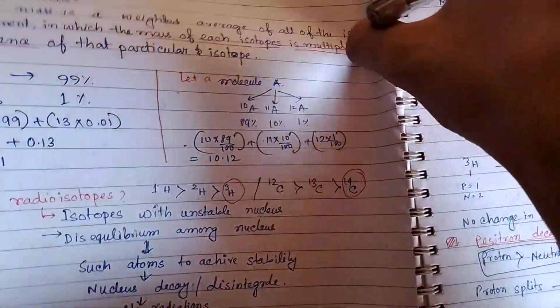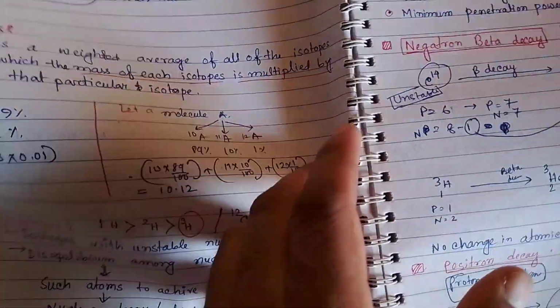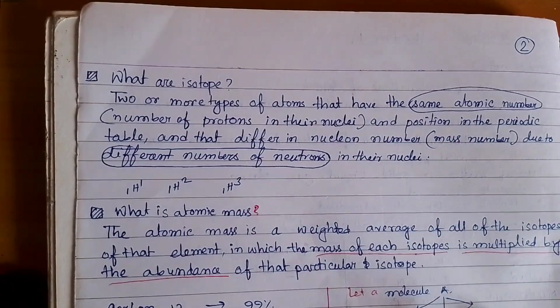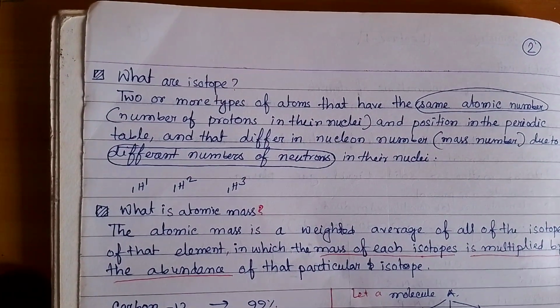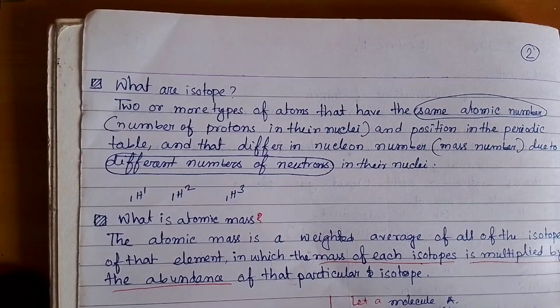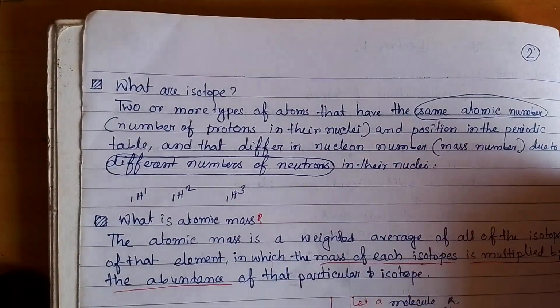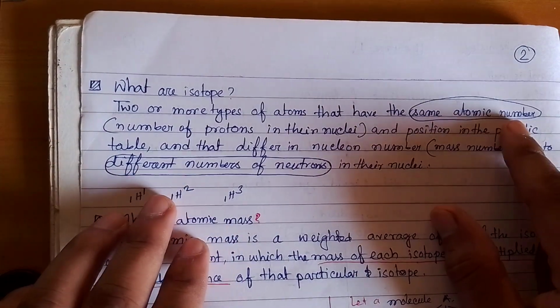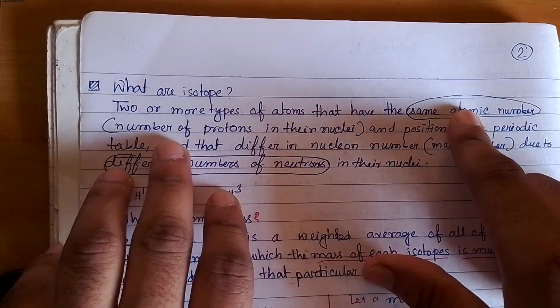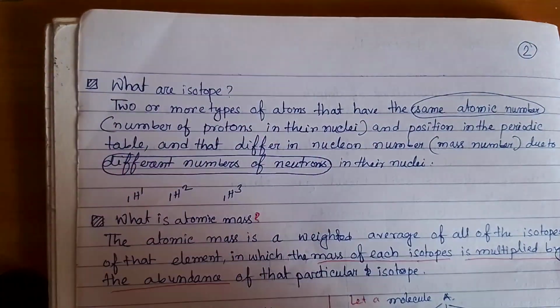Now we go for some isotope related things. Within these 10 minutes we will know what an isotope is and what atomic mass is, and then I end the video. So what is an isotope? Isotopes have the same atomic number. The atomic number means the number of protons will be the same.